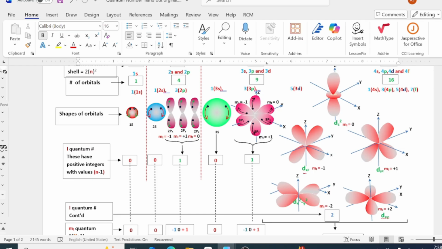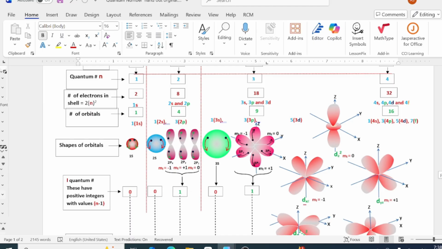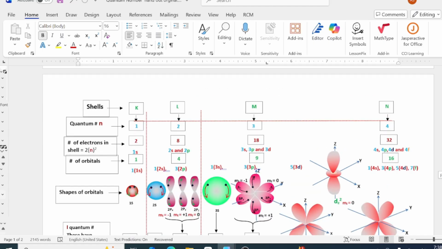This one is called the dxz orbital. This one is called the dyz orbital. This one is called the dxy orbital. This is called the dx squared minus y squared orbital. And of course this is a dz squared orbital. All because of how they are arranged along these axes. So this is the number and types of orbitals that are found in the various shells.